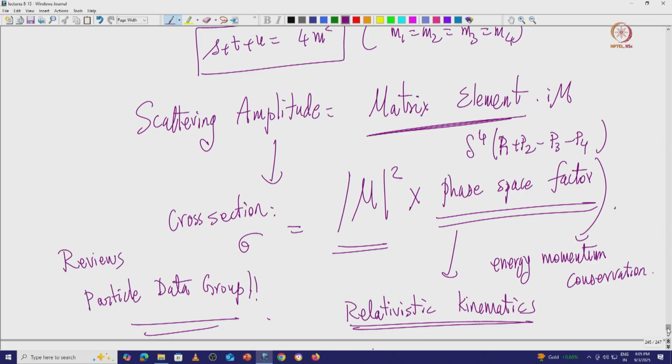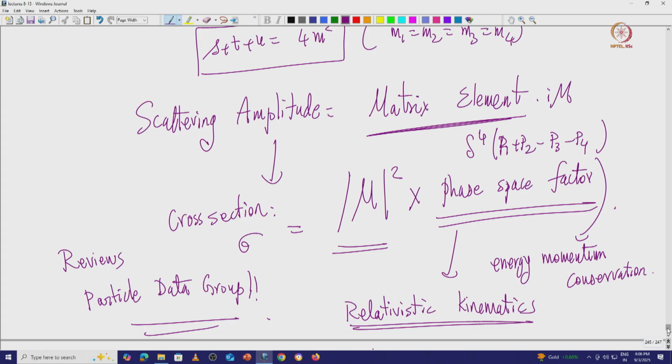All this comes under relativistic kinematics, and it is independent of the interaction strength. That is the reason why we decouple it into 2 parts. The phase space only depends on the masses, energies and kinematic factors, which is the relativistic kinematic part, and M squared is the one which is sensitive to what kind of interactions you have.